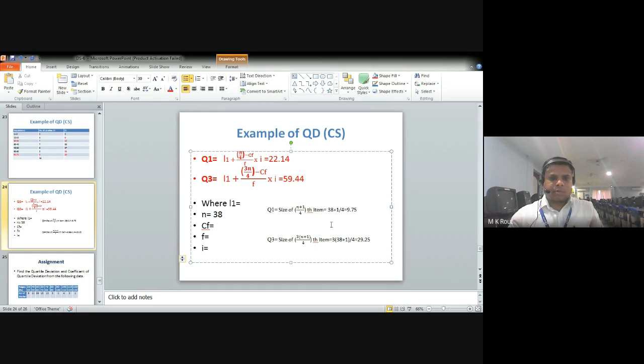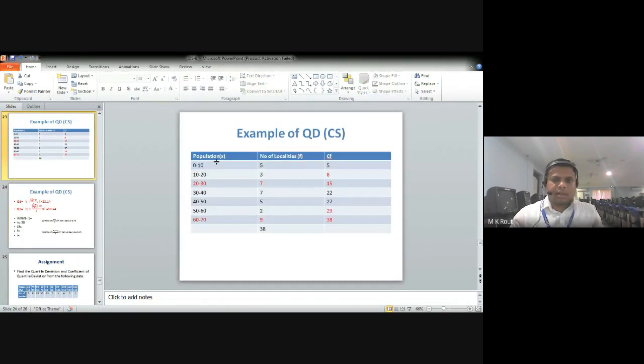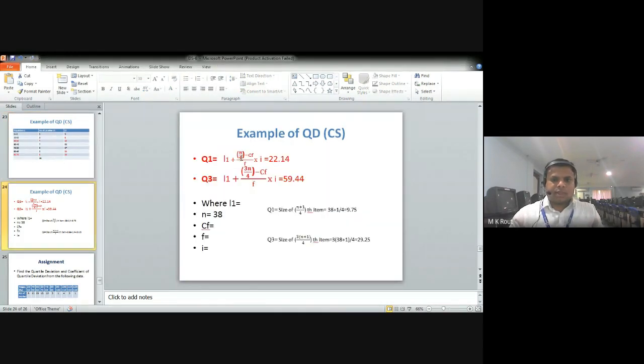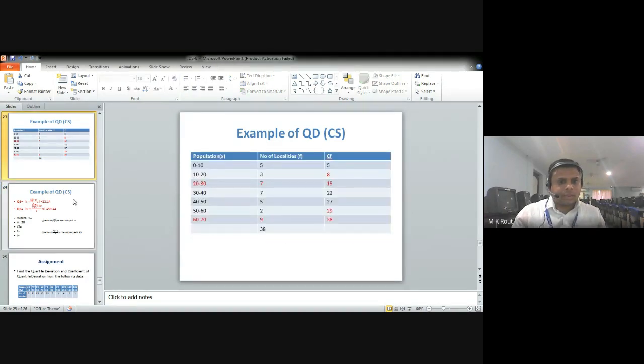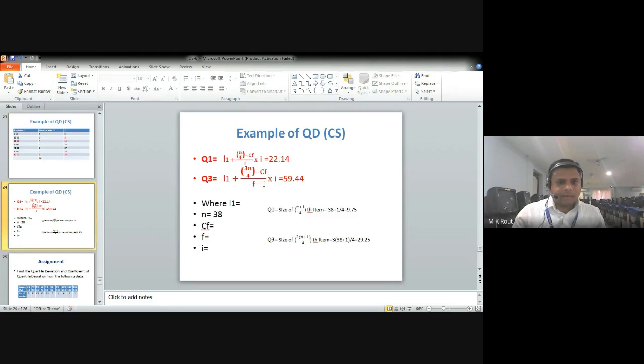See, in this particular problem, first you solve the bracket. We have already solved 9.75 minus the CF given here, 8. That is (9.75 minus 8) divided by 7, and then you multiply by 10. Similarly, in the case of 3N divided by 4, we have already calculated 29.25 minus 29, whole divided by 9, into i.